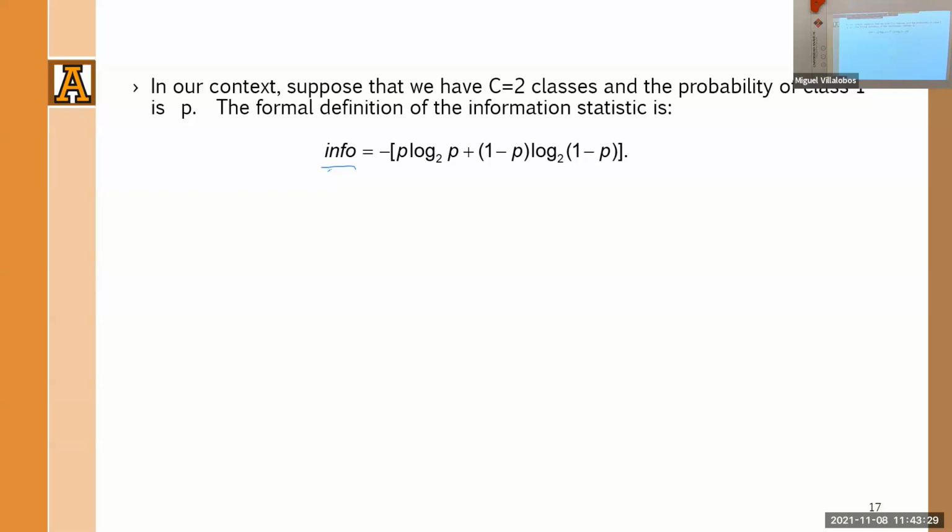Why log base 2? Well, because this comes from communication theory, and remember that a computer works based on zeros and ones, that's it. That's why the log base 2 is used for this information statistic, because it has its origins in telecommunication theory. So that's the definition of the information statistic.